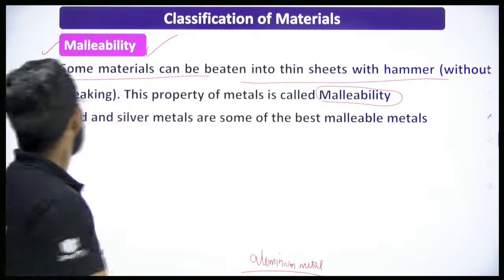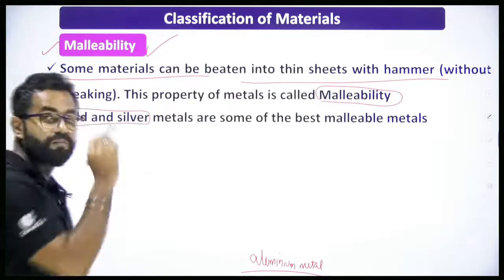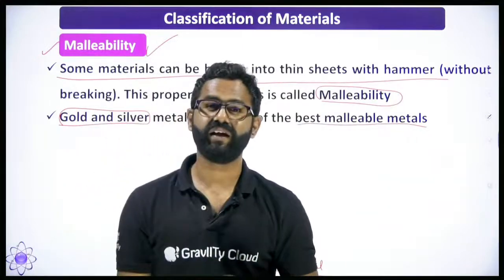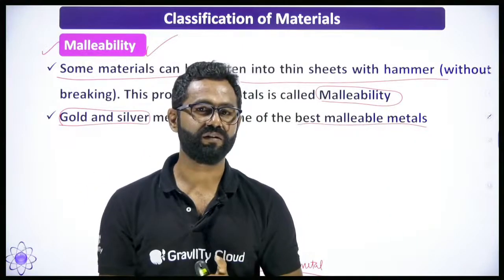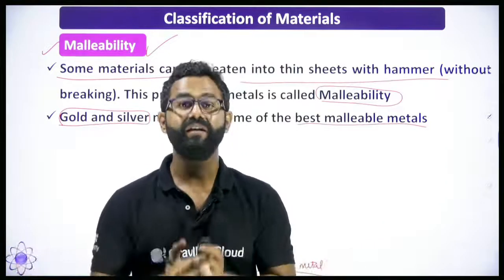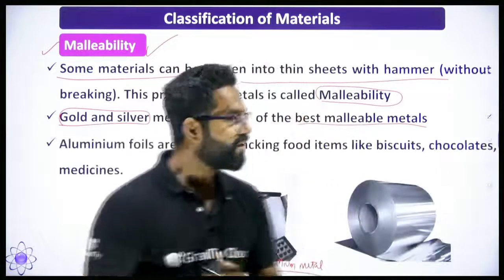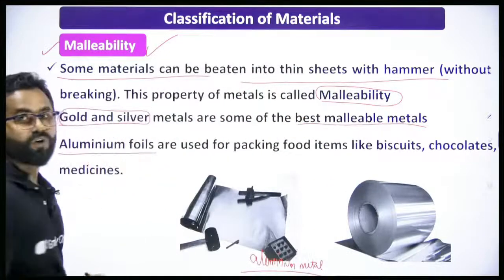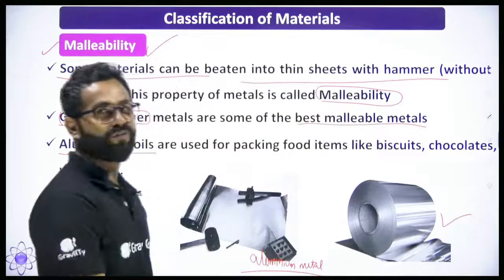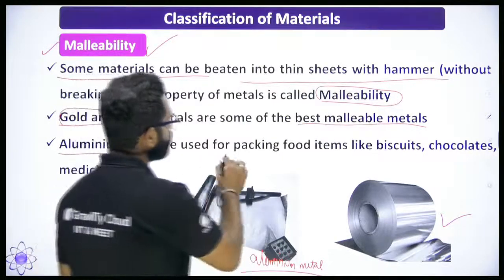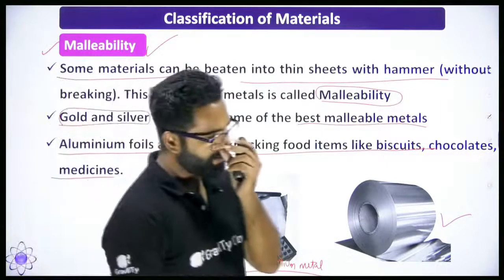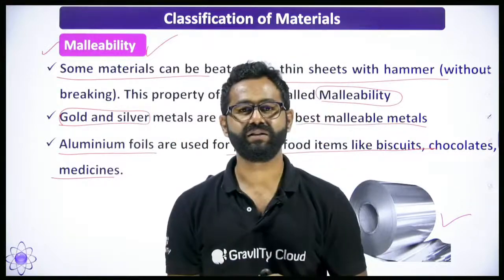Simple. So gold and silver are the most malleable materials available to us. That's why we can easily convert gold and silver into gold sheets and silver sheets. For example, aluminium foils. This is how aluminium foils look, and we use them for packing foods like biscuits, chocolates, medicines. All these things we can easily pack by using aluminium foil.